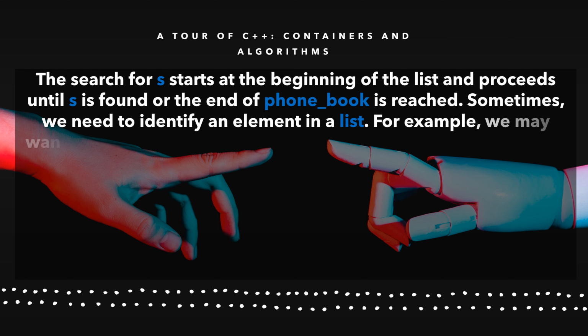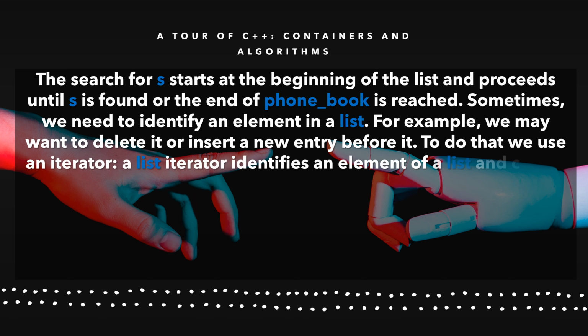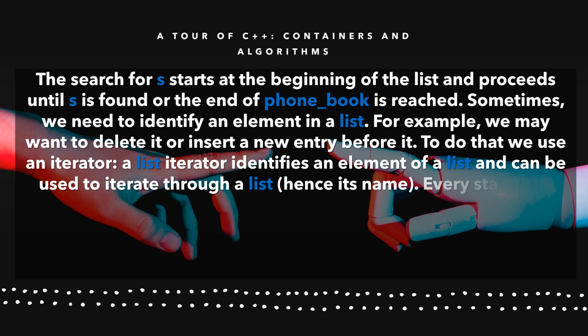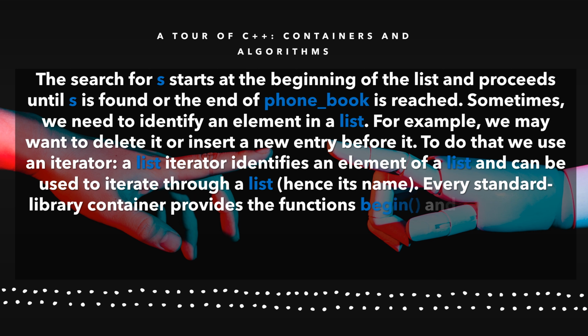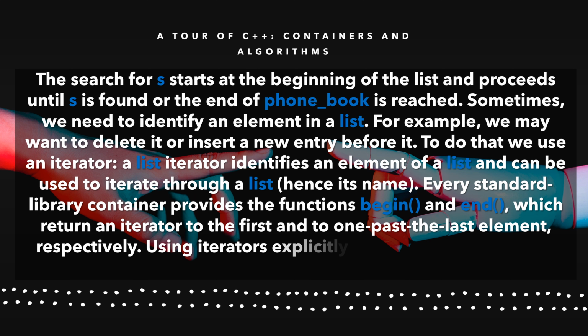Sometimes, we need to identify an element in a list. For example, we may want to delete it or insert a new entry before it. To do that, we use an iterator. A list iterator identifies an element of a list and can be used to iterate through a list, hence its name. Every standard library container provides the functions begin and end, which return an iterator to the first and to one past the last element, respectively.